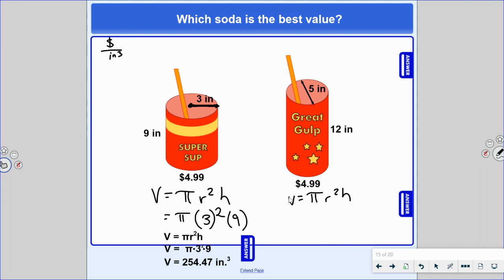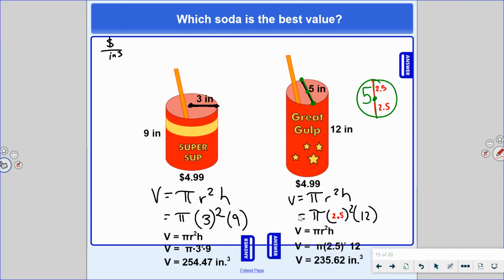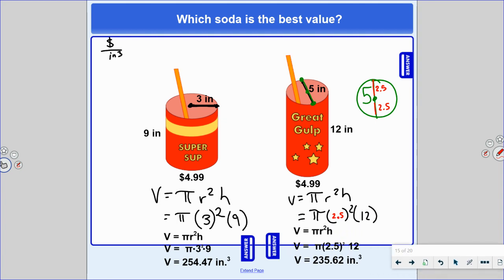Same formula, pi radius squared height. Height appears to be 12, but wait a second. Look at this. Okay, we know that goes from one part of the circle all the way through the center and to the other. That, ladies and gents, is a diameter of 5. Therefore, we're going to have to cut that up into 2 parts. So each radius is only 2.5. Beware when you're doing that not to use the diameter. In this case, if I multiply pi times 2.5 times another 2.5 times 12, I get 235.